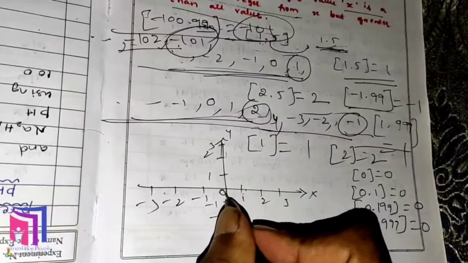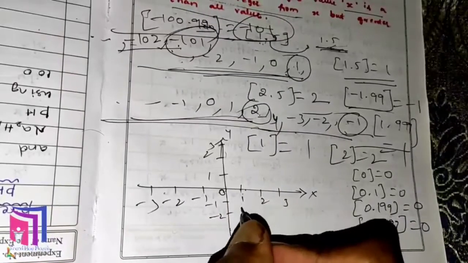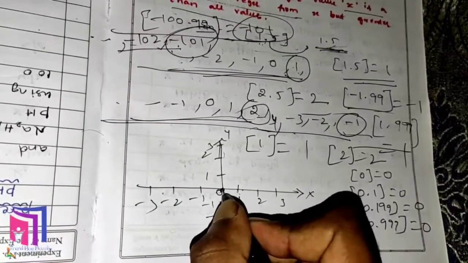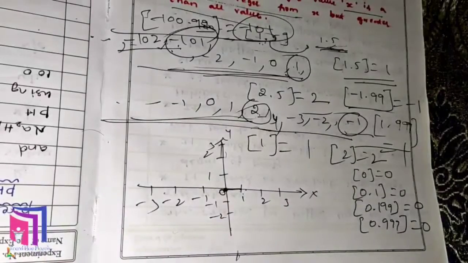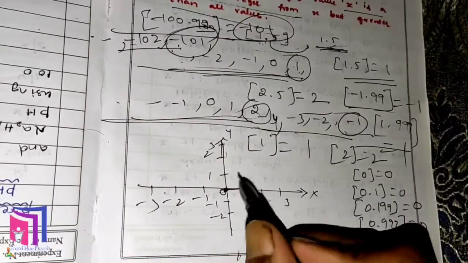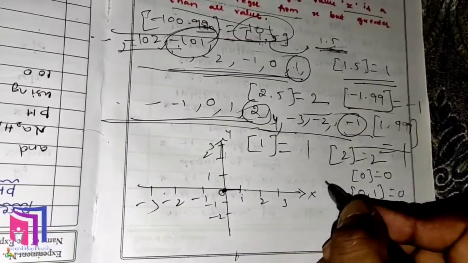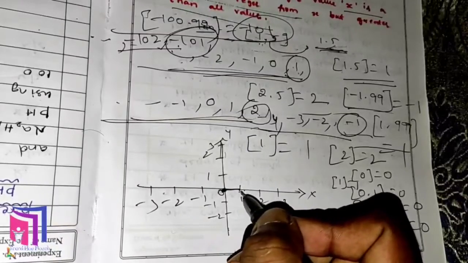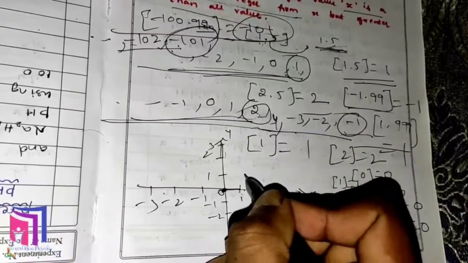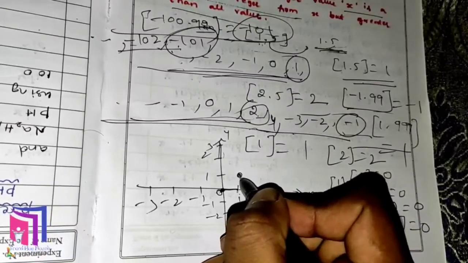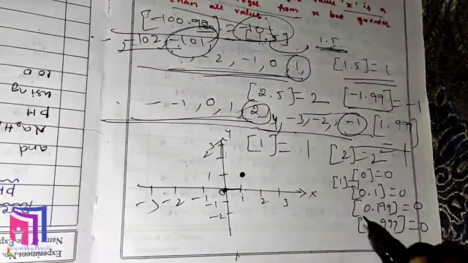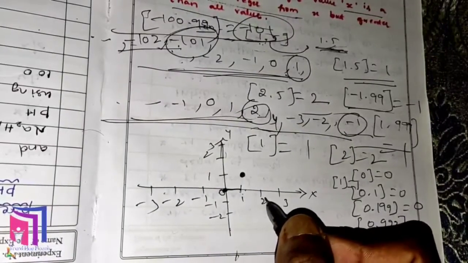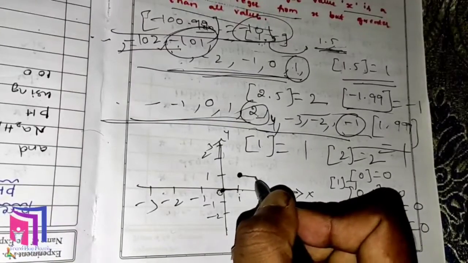We take 0 to 1. What is the greatest integer of any value from 0 to 1? 0 only. These are all points, and we get the answer 0. Now, the greatest integer of 1 is what? 1 only. The point comes here. Taking any value between 1 and 2, we get 1 only.